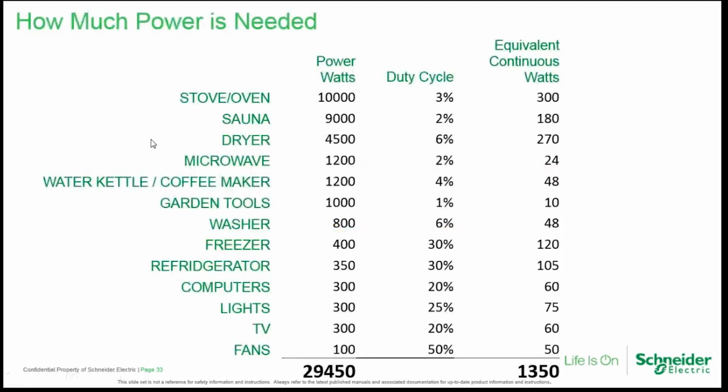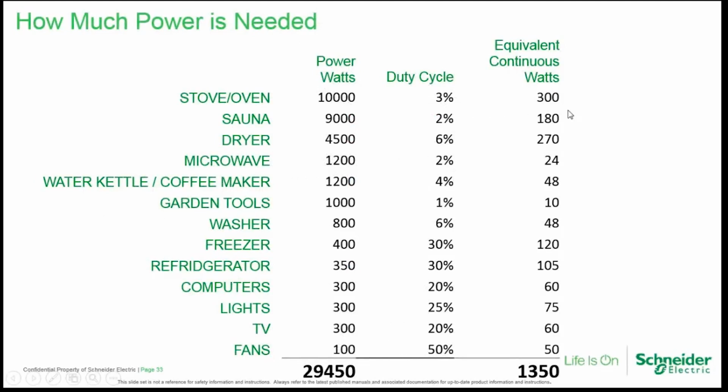So let's look at this little exercise here on some typical appliances for someone who's maybe finished. These appliances have a power rating here in watts, and that's one thing. But the other thing you need to consider is how often you use something like this. So something like the stove or the oven, you're maybe using 3% of the time. A microwave, 1200 watts, but only 2% of the time. But something like a fan, 100 watts for 50% of the time.